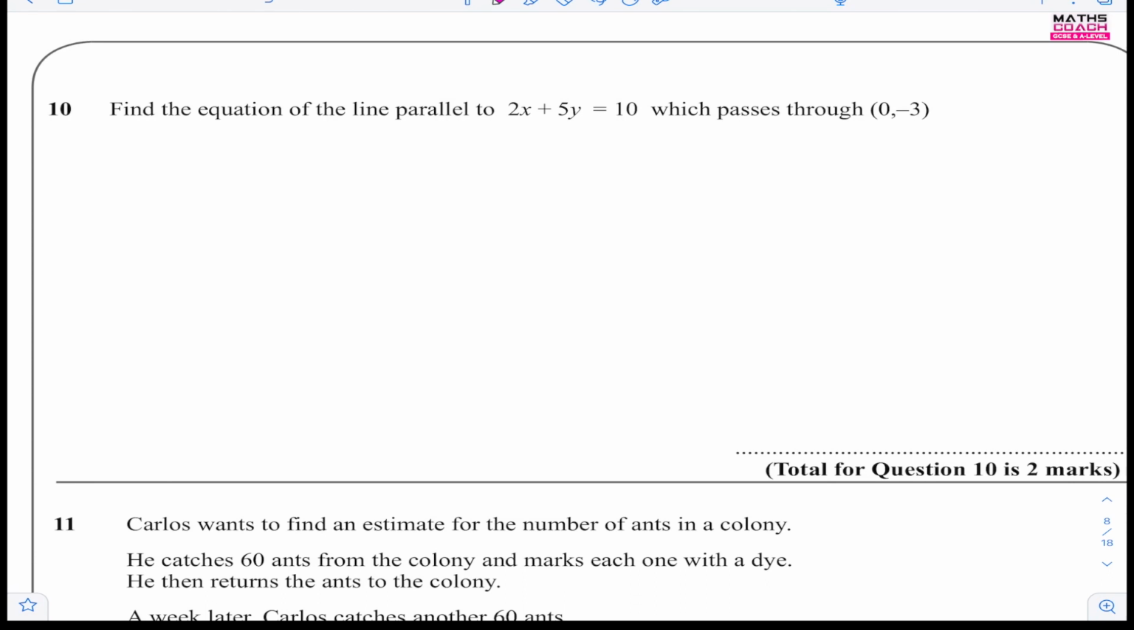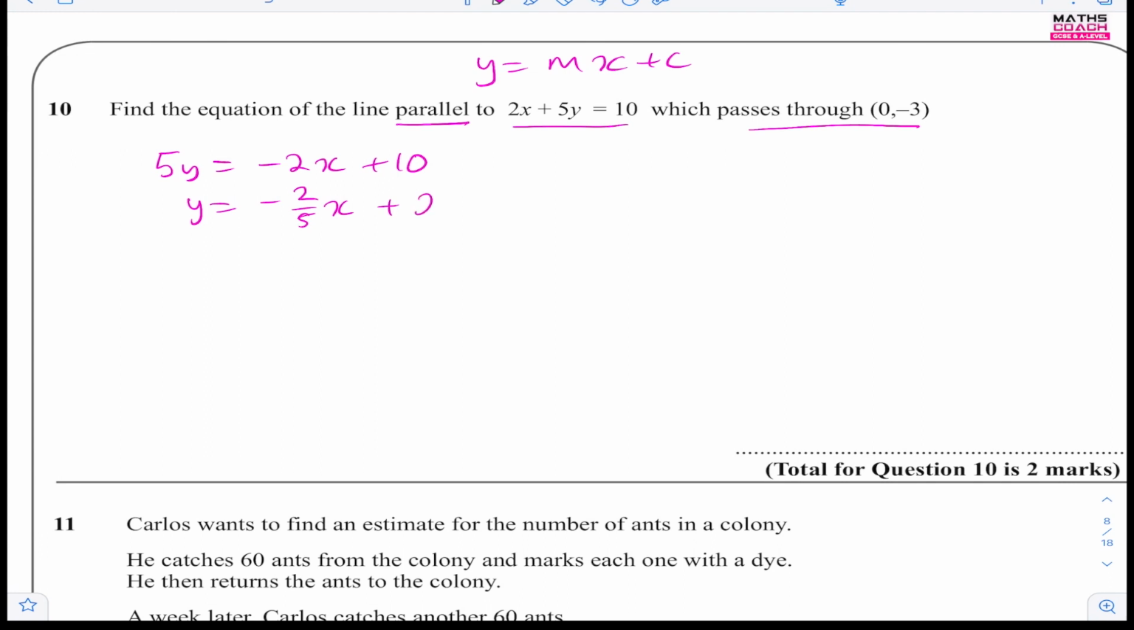Okay, question 10. Find the equation of the line that is parallel to this equation 2x plus 5y is equal to 10, which passes through (0, minus 3). First things first, let's get this into the form y equals mx plus c so we can clearly see what our gradient is. So in order to do that, we have to take the 2x over to the other side, giving us 5y is equal to minus 2x plus 10, and then divide by 5. So we get minus 2 over 5 x plus 10 over 5 is 2.